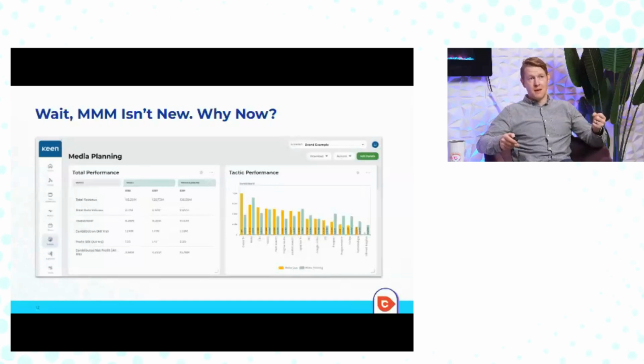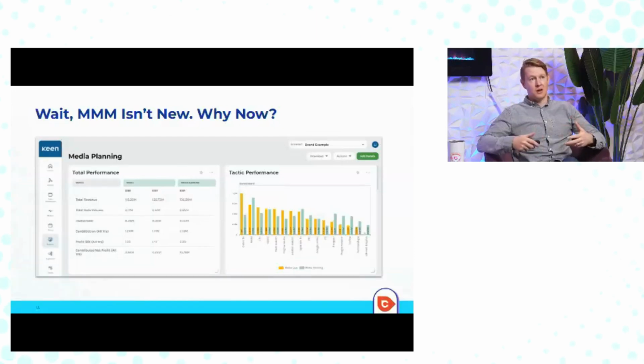So MMM isn't new. So why are we talking about it now? Well, previously, media mix modeling was definitely more of a Fortune 1000 play. It was specific agencies that just did media mix modeling, or specific teams inside of agencies that specialized in it. And sometimes an MMM report would take 6 months to deliver. It would cost tens or hundreds of thousands of dollars. And it really was a benefit that could only be afforded by the few, those who had the budget to do it. But now it's become a lot more democratized.